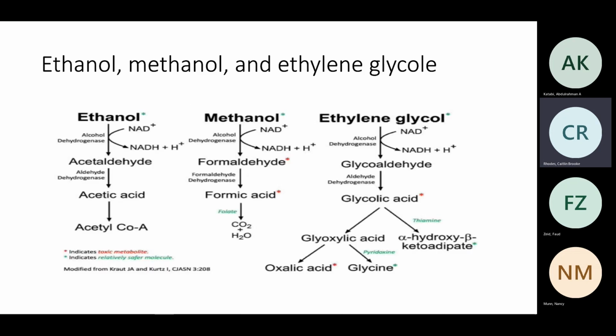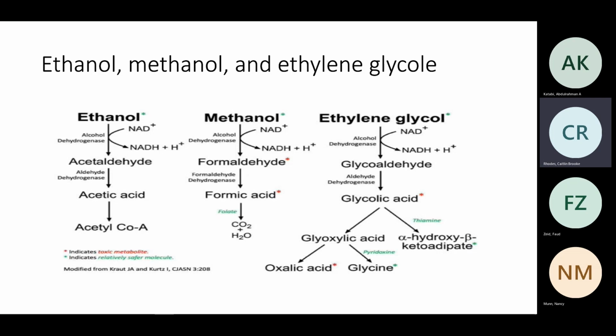So here I'm going to talk about ethanol, methanol, and ethylene glycol. It's very important to know this. The first pathway is the same, alcohol dehydrogenase. The outcome for ethanol is acetyl-CoA, and that's why those patients don't have acidosis. For methanol, the end result is formic acid, which is toxic, and this is an acid. That's why the end result is high anion gap metabolic acidosis. Ethylene glycol can give you oxalic acid, which is toxic, and glycolic acid, which is toxic too, and those can give you high anion gap metabolic acidosis.